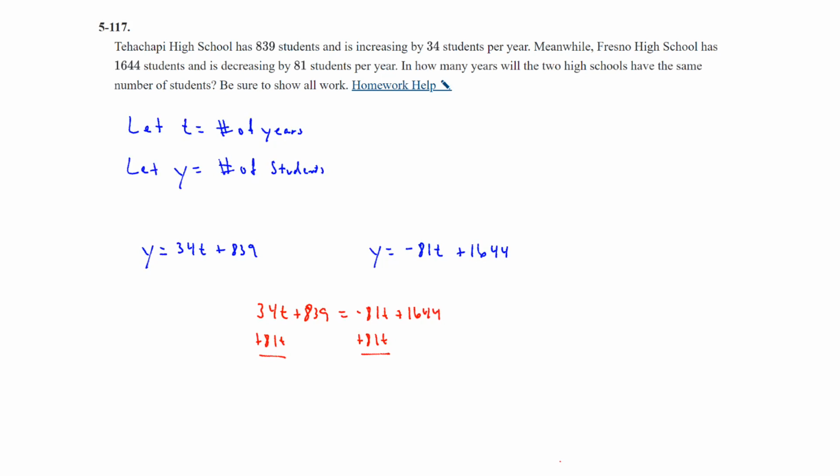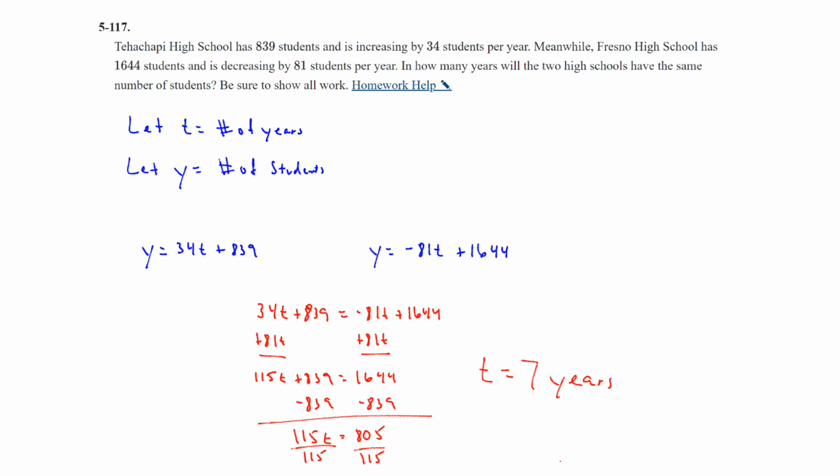Then we can solve this equation for how many years it'll take for the two populations to be the same. I'm going to add 81t to both sides. That'll give me 115t plus 839 is equal to 1,644. Subtract 839, and that'll give us 115t is equal to 805, and then divide that by 115. That'll give us an answer of t is equal to 7. So it looks like it's going to take 7 years for the two high schools to have the same number of students. Now, that's all it asks, so we can stop there. But if we wanted to know how many students, then we could plug that back in for t and figure out how many students would be in each high school at that time.